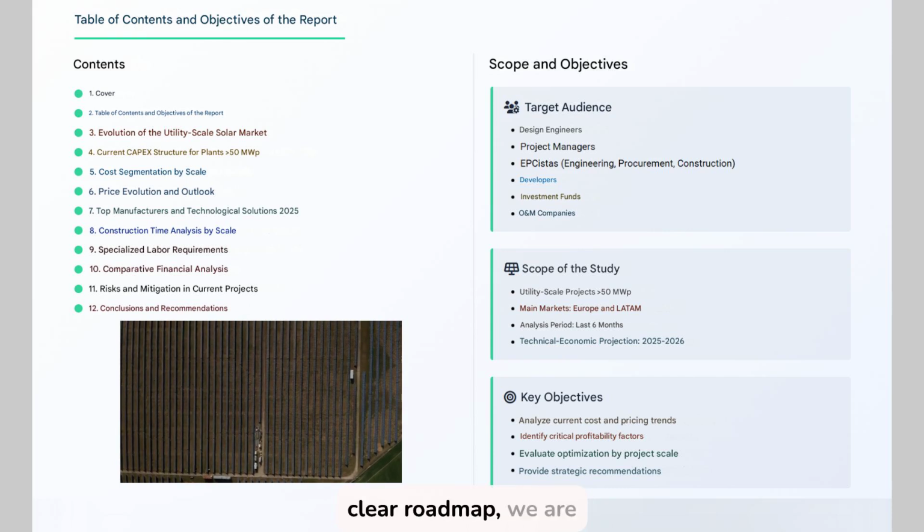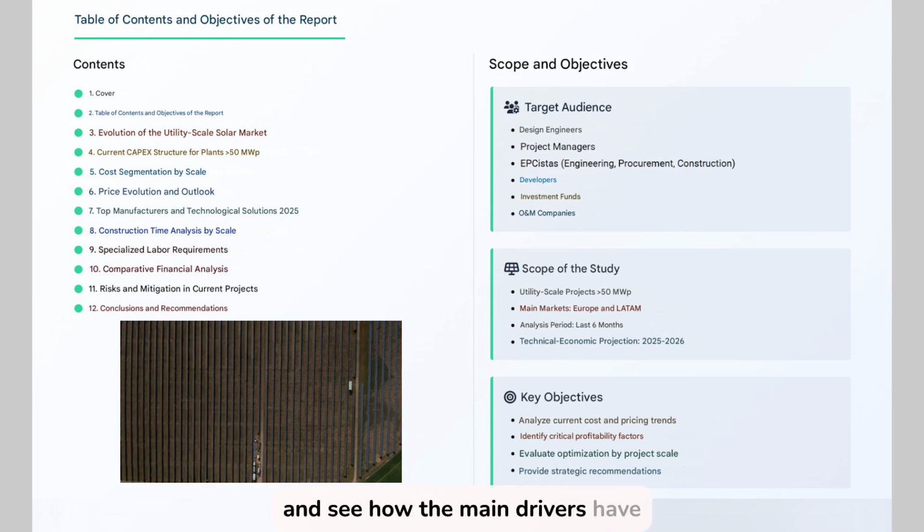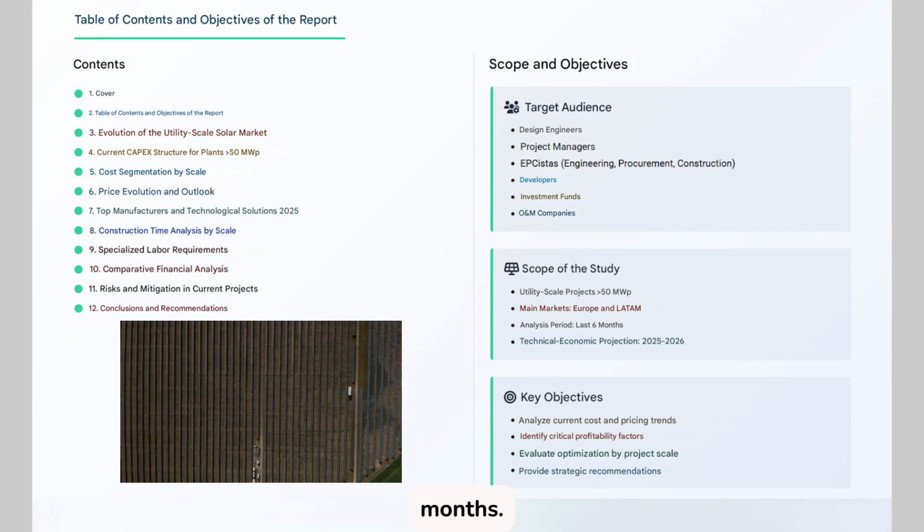With this clear roadmap, we are ready to dive into the evolution of the solar market and see how the main drivers have performed over the last 6 months.